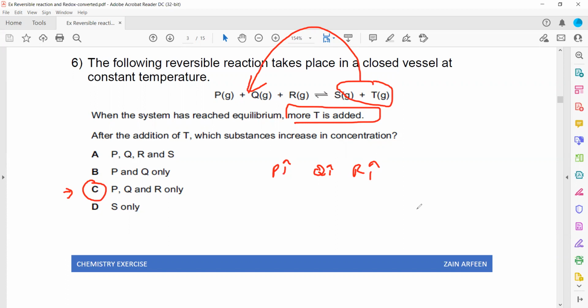So whenever a product is added to a reaction mixture in a reversible reaction, the equilibrium will shift towards the left hand side, towards the reactants, because you have now added a product, so the product will further decompose and give you more reactant. That's why the amount of the reactant will also increase.